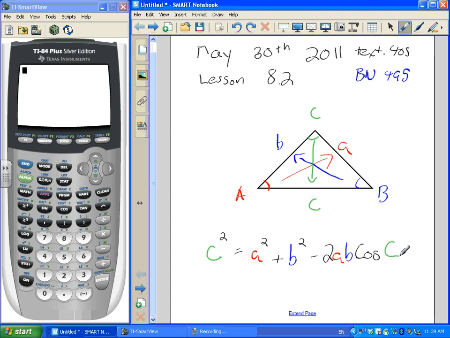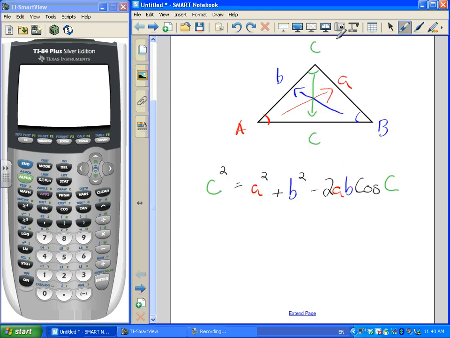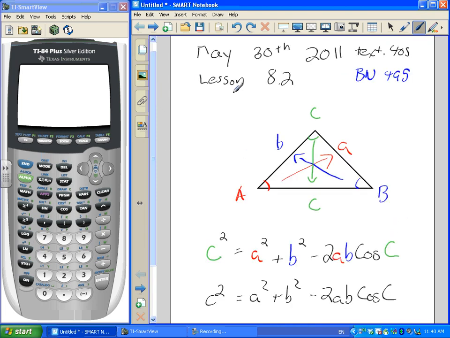So this is an uppercase C, this one's a lowercase c. Okay? I know that looks confusing. I'm going to rewrite it in black just so you guys can see what it's supposed to look like. C squared, so that side C, is equal to the side of A squared plus the side of B squared, subtracted by 2 times side A times side B times cos of angle C. This is called cosine law.